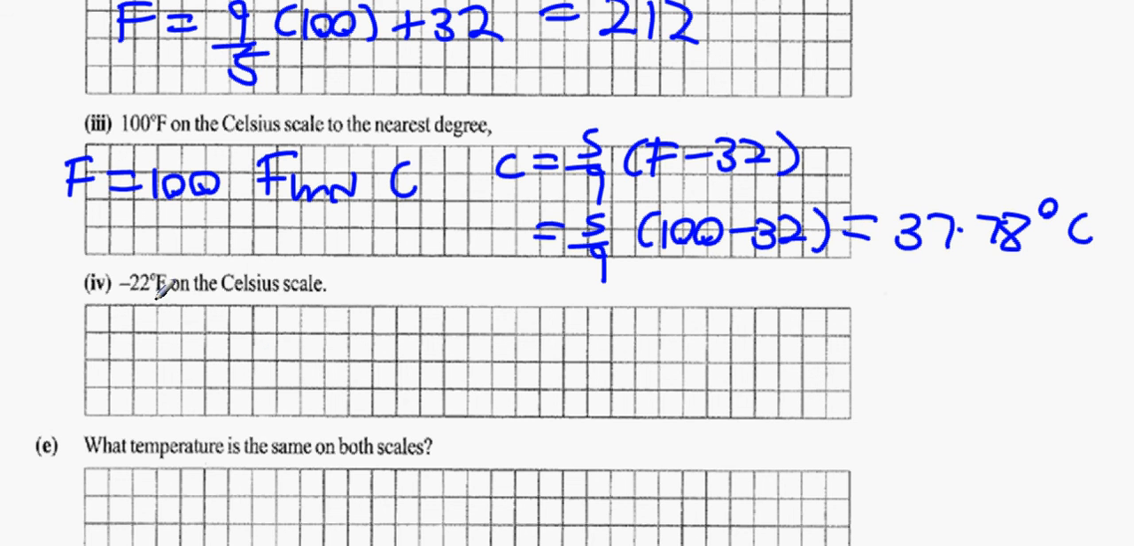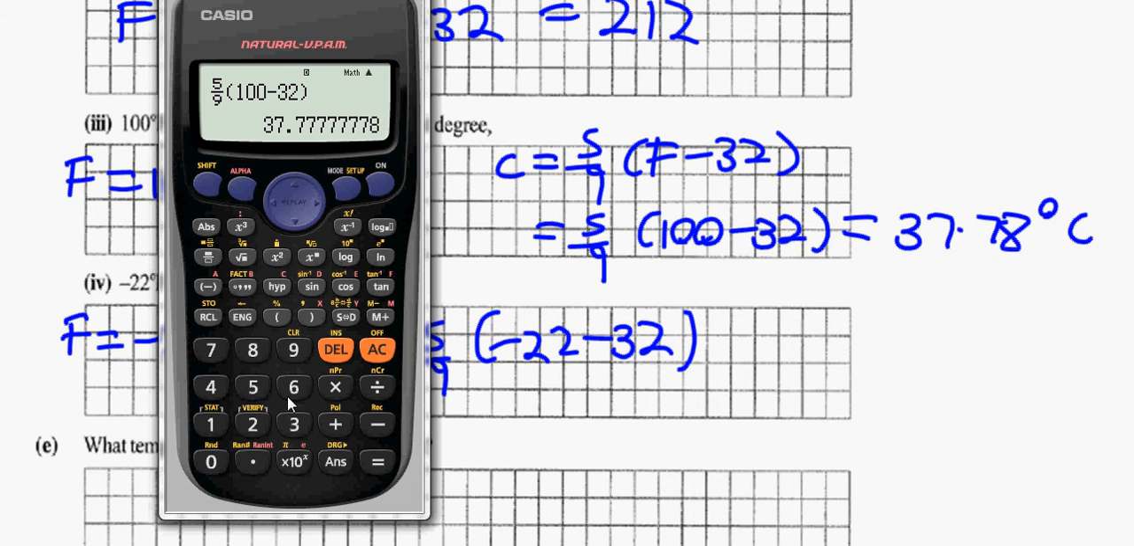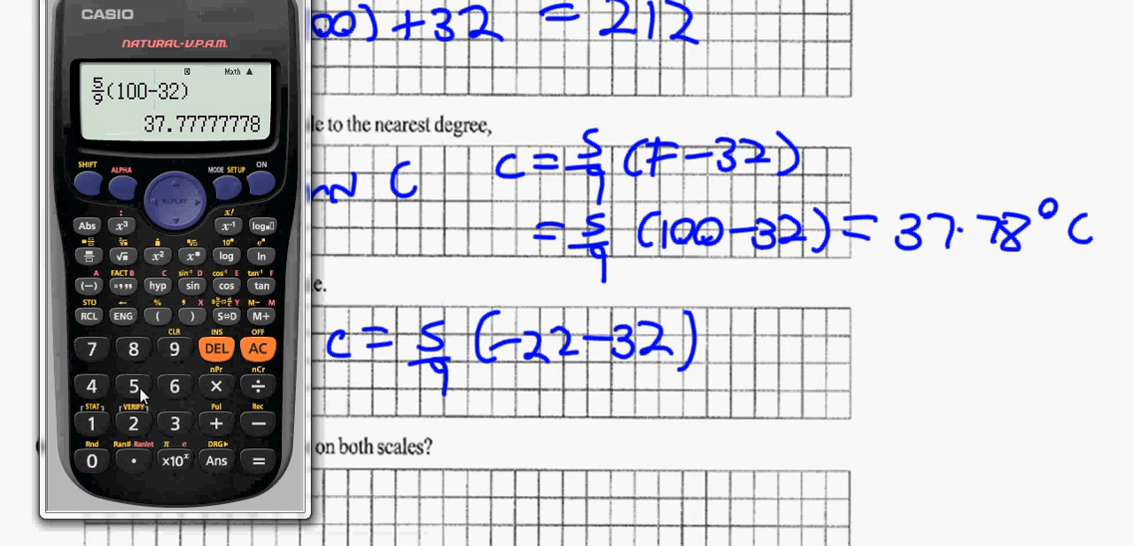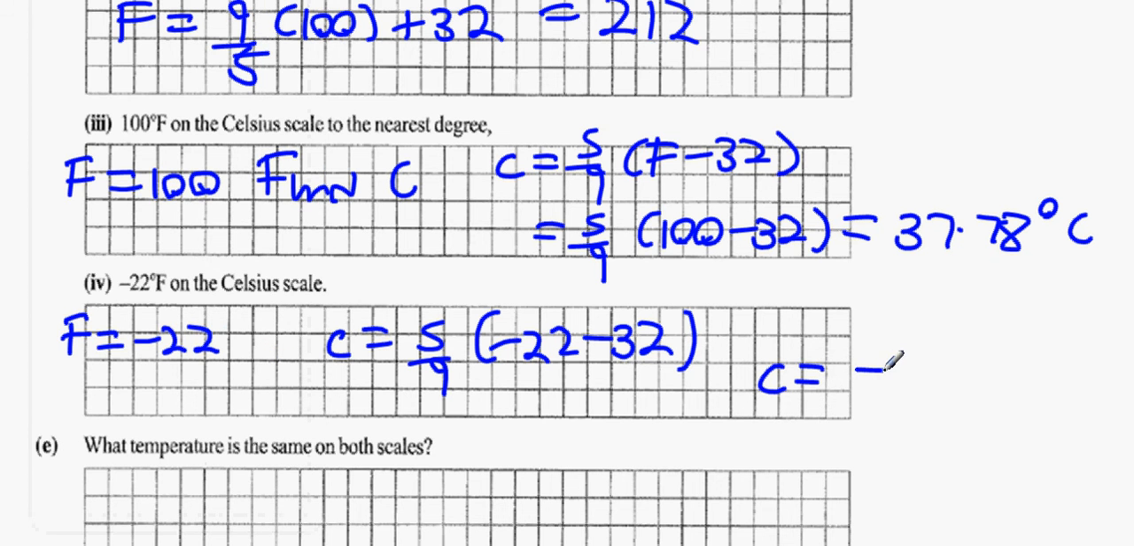Now minus 22 Fahrenheit, this time F is equal to minus 22. So C is going to be 5 over 9 times minus 22 minus 32. So 5 over 9, just quickly change this part in here. Minus 22 minus 32, and we can get that Celsius is minus 30 degrees.